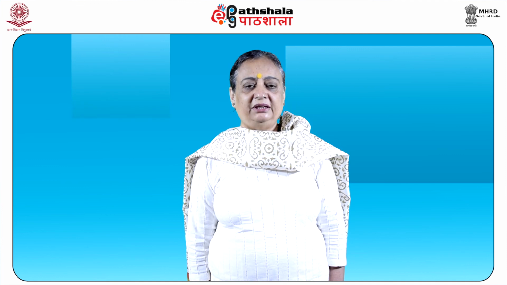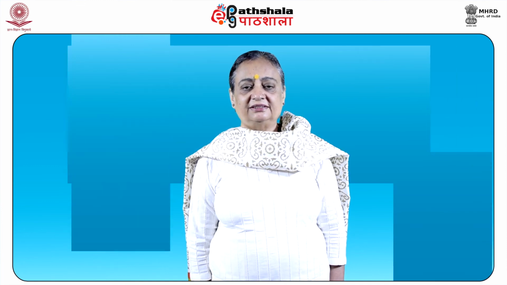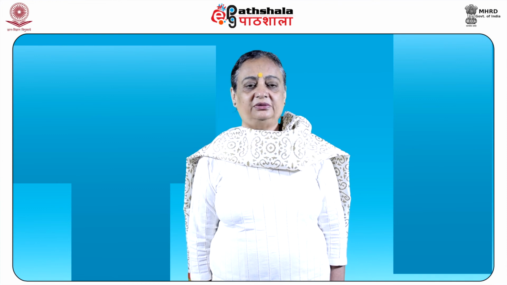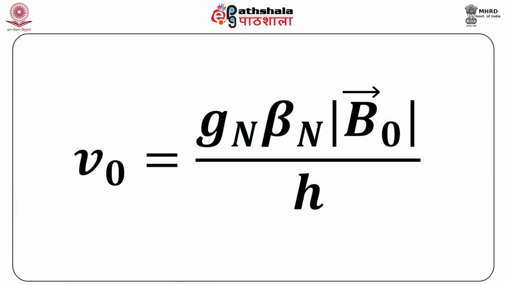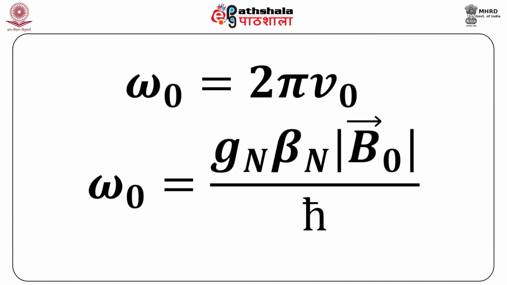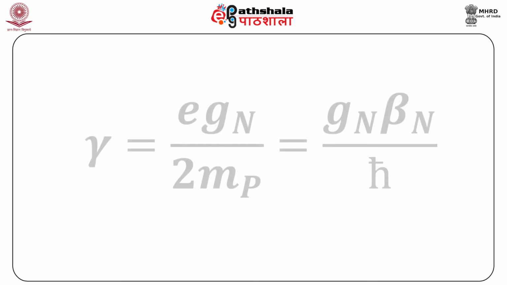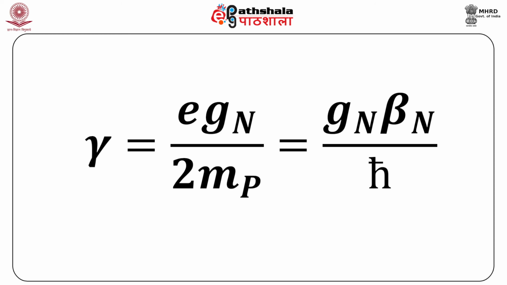While we have seen that the frequency for B naught is of the order of hundreds of megahertz, B1 has a frequency of 1 to 20 kilohertz. This frequency is given by nu naught is equal to Gn beta n B naught divided by h. The angular frequency omega naught is equal to 2 pi nu naught, and is thus given by omega naught is equal to Gn beta n B naught divided by h cross. Comparison of equations indicates that the magnetogyric ratio gamma is equal to Gn e by 2 mp, which is Gn beta n by h cross.